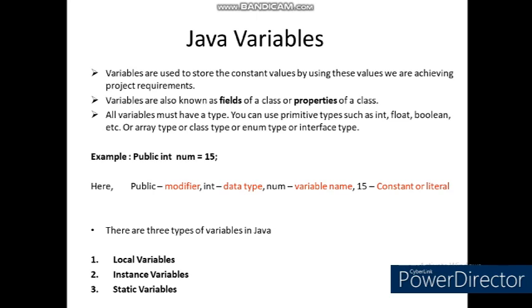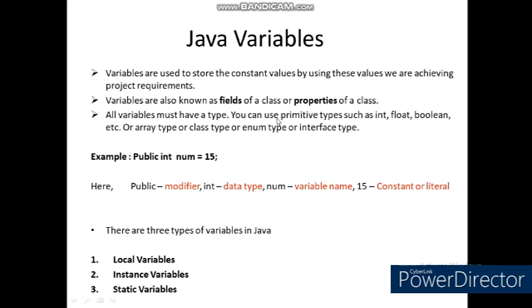And the variable must have a type. We can use primitive types such as float, integer, boolean, etc., or an array type, class type, enum type, or interface type. These are the user defined ones.